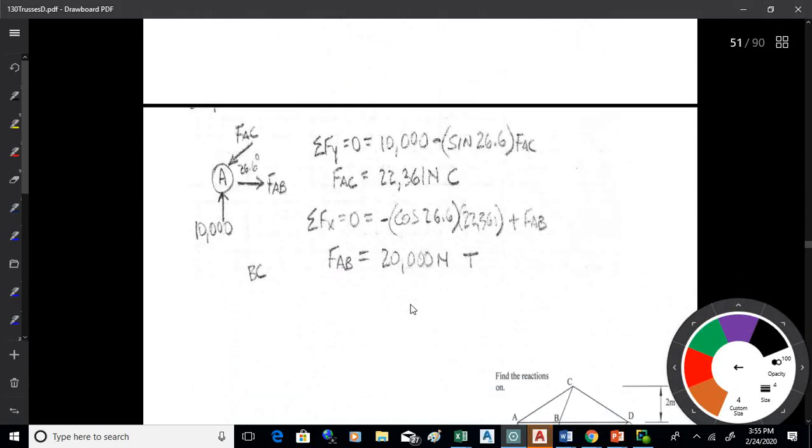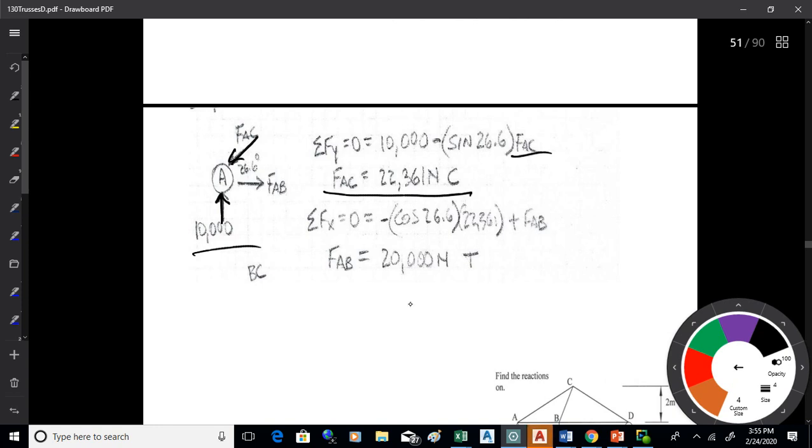That force that we found is going to be active. There's an example of one. So that's joint A. We got sum of Fy is 0. This is its own force, and this is its own force, and this is its own force. So 10,000 up, and then minus sine 26.6 down times FAC. As we take this snapshot right here, solve for FAC, you get that.